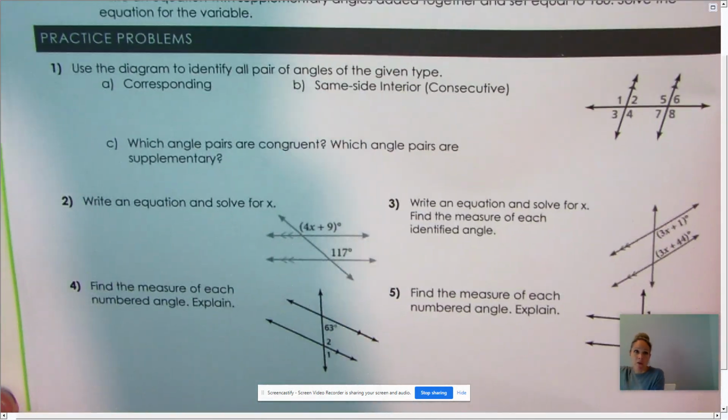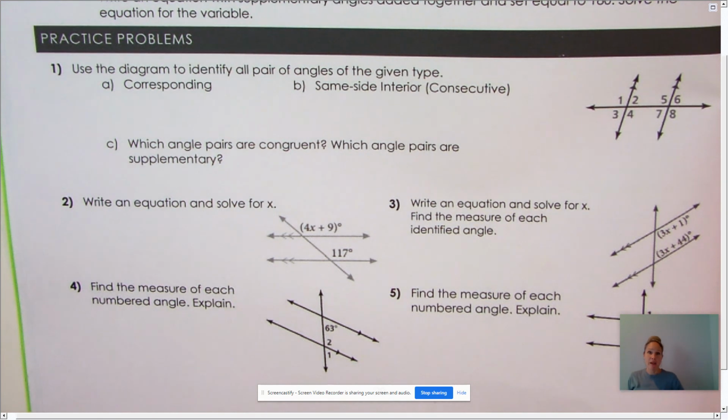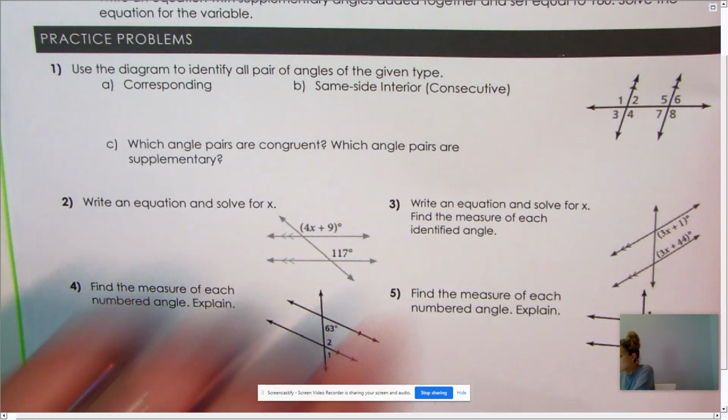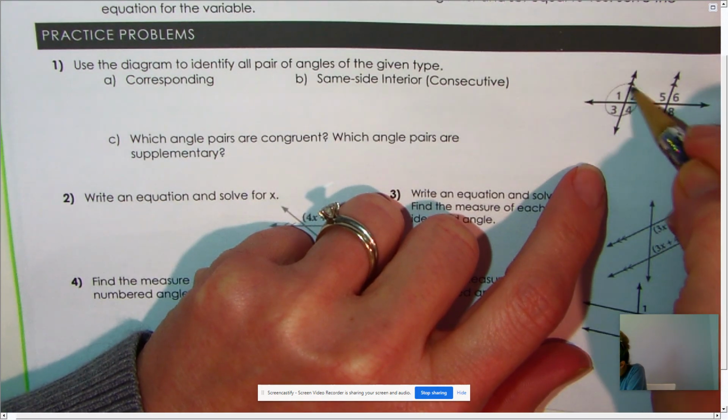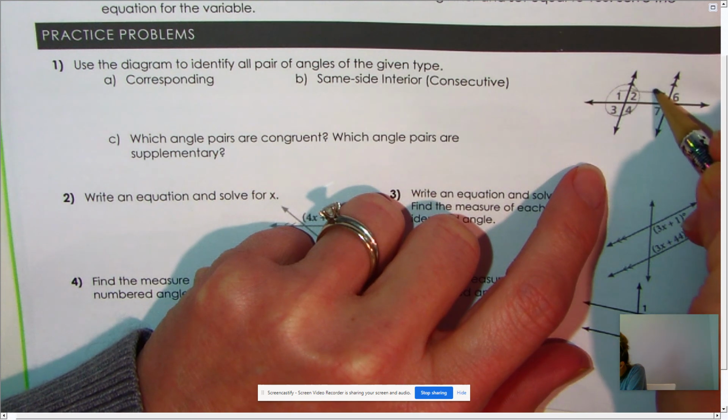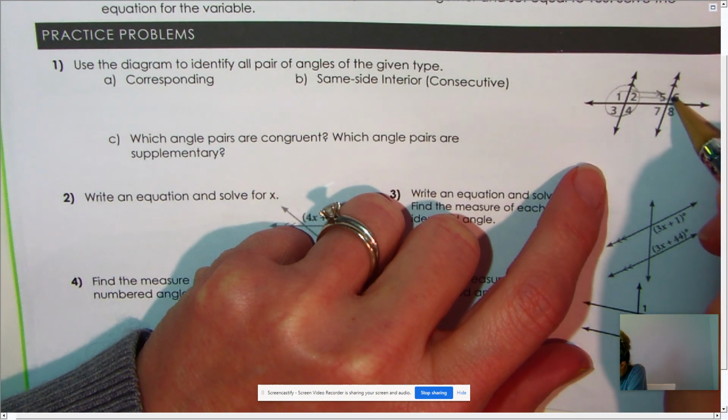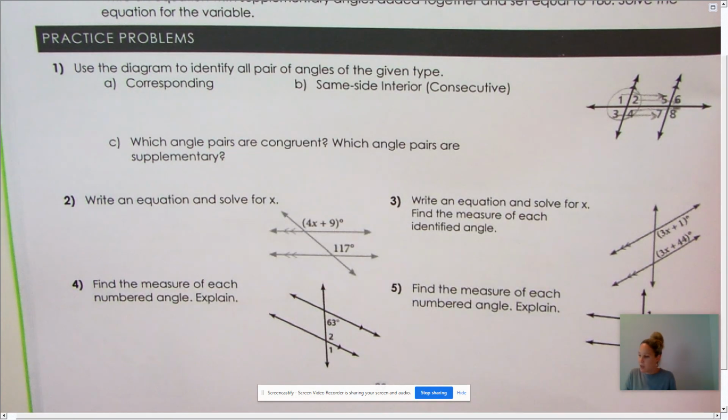Okay, so let's go ahead and practice some problems here. Use the diagram to identify all pairs of the angles of a given type. So if I want to talk about corresponding angles, I would say if I take this little group of angles and I slide it over, what's the 1 going to land on top of? The 2, the 3, and the 4. What are they all going to land on top of?